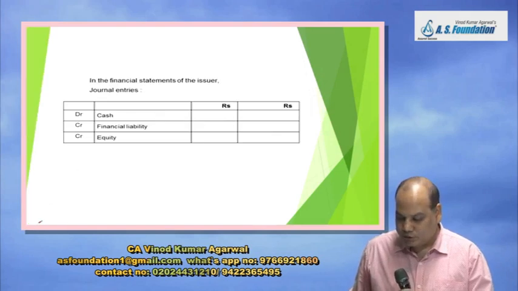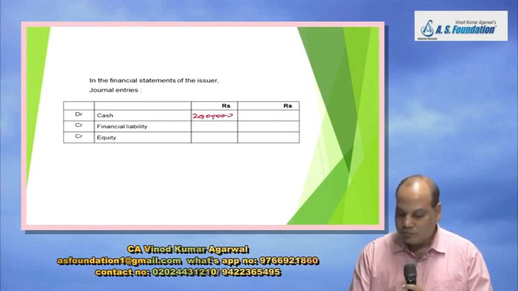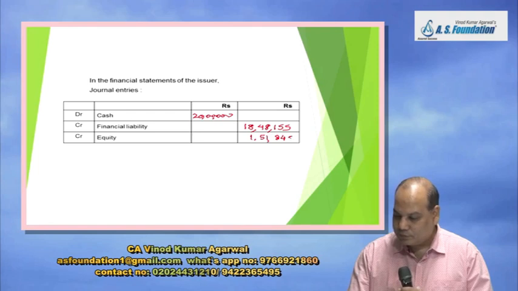And then on the first day, you will pass the entry: cash account debit 20 lakh. This is your proceed. To financial liability 18 lakh 48,150, and equity 1 lakh 51,845.